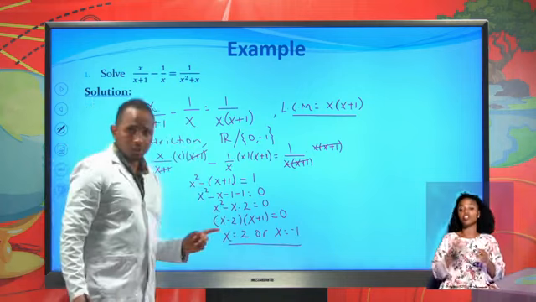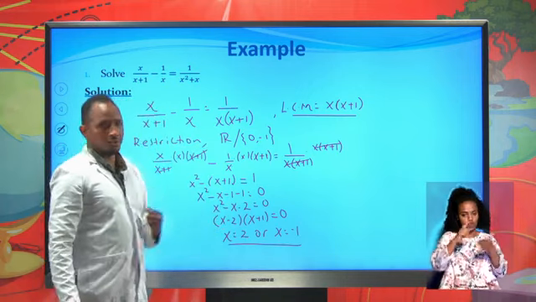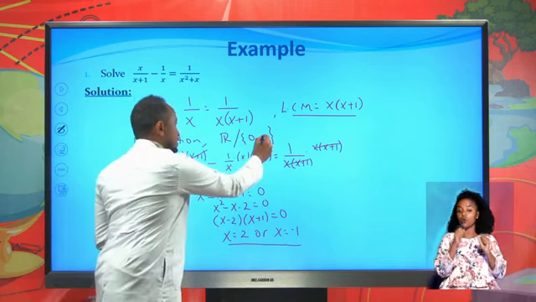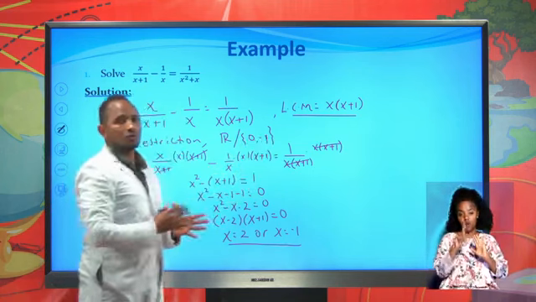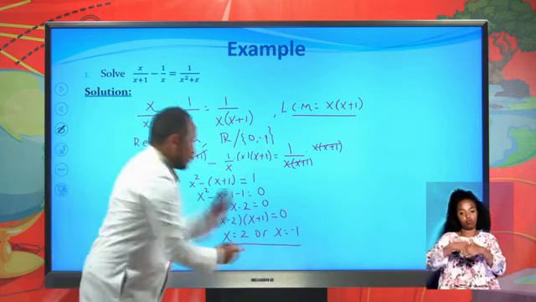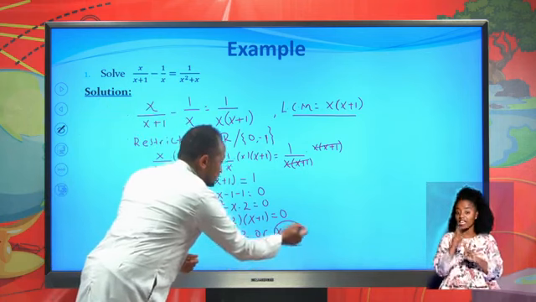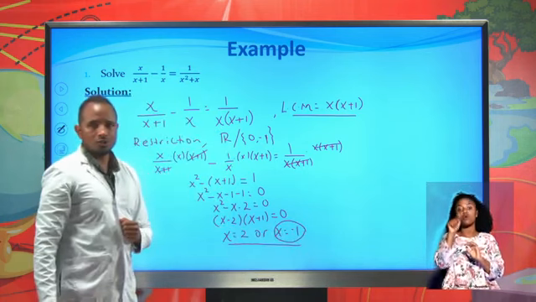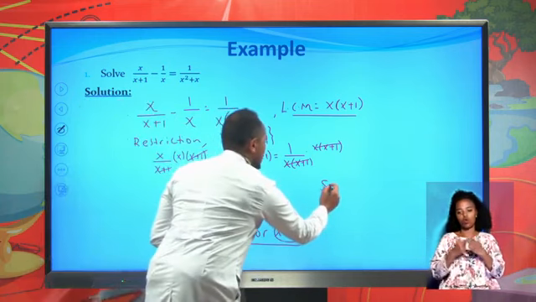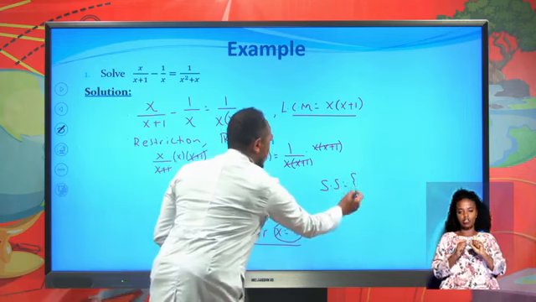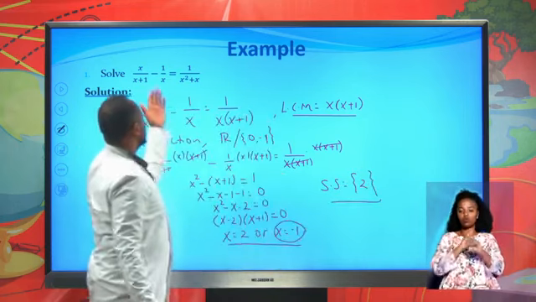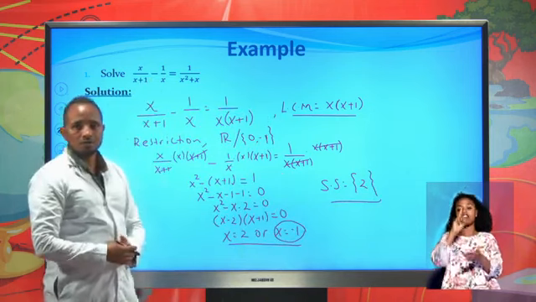So to put the solution, you have to check your restriction. From the restriction, you can see that negative 1 and 0 cannot be the solution of this equation. It is restricted. It is excluded from the solution. Since minus 1 is excluded from the solution, we cannot take minus 1. The solution set for this rational equation is only positive 2.